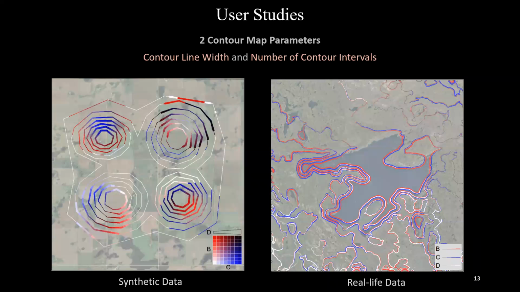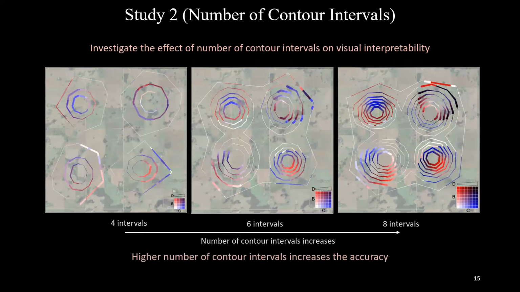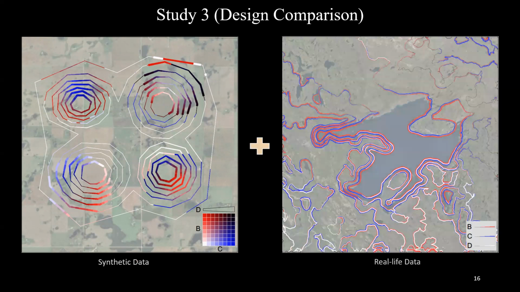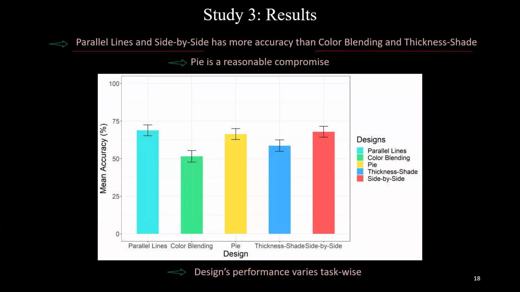Now, 2 most important parameters of a contour map are contour line width and the number of contour intervals. So we conducted our first 2 studies to investigate the effects of these 2 on visual interpretability. With the observation of those 2 studies, we conducted our final study, where each task was completed on both real-life datasets and synthetic datasets. The results reveal that real-life datasets have more accuracy than synthetic data, which is because real-life data has simpler spatial correlations. And design-wise, parallel lines and side-by-side have more accuracy than color blending and thickness and shade, where pie is a reasonable compromise between 2 groups.